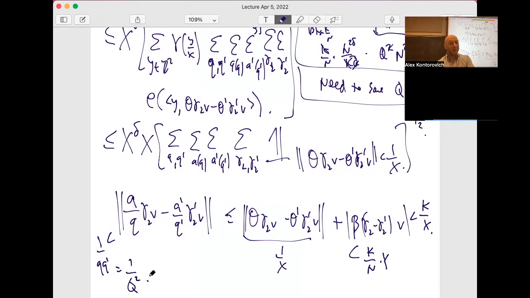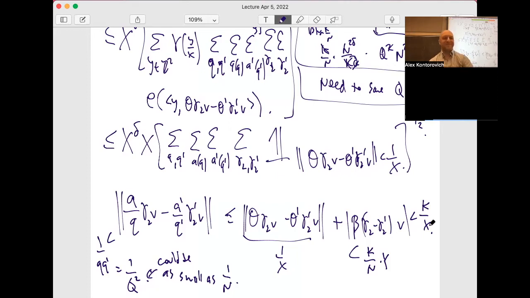q squared can be as large as n, so q gets as large as root n. So this could be as small as 1 over n. And here I have k over x. There's no way I'm getting something out of this. So this is usually where the second refinement ends. You're screwed and there's no theorem.